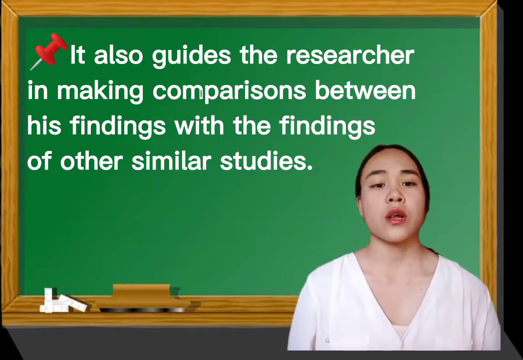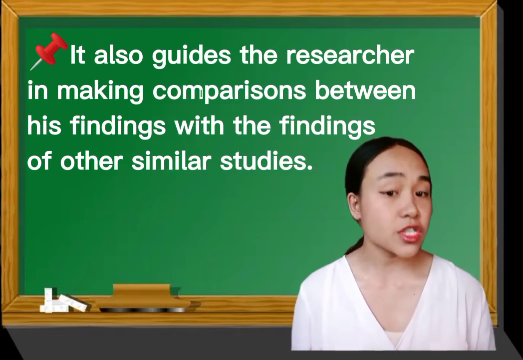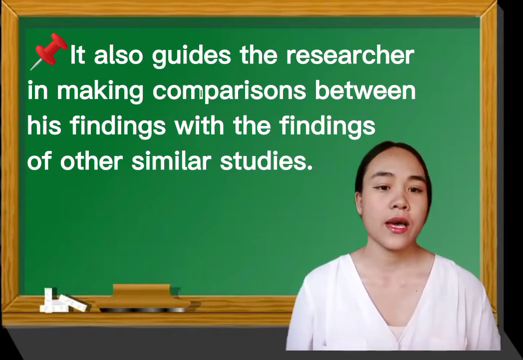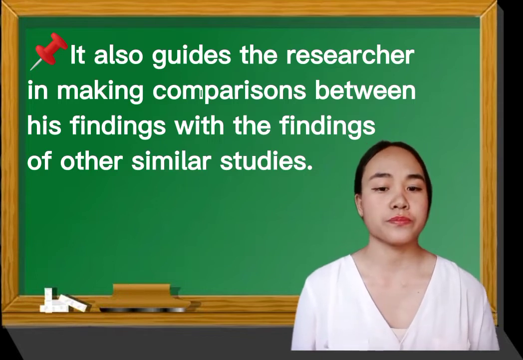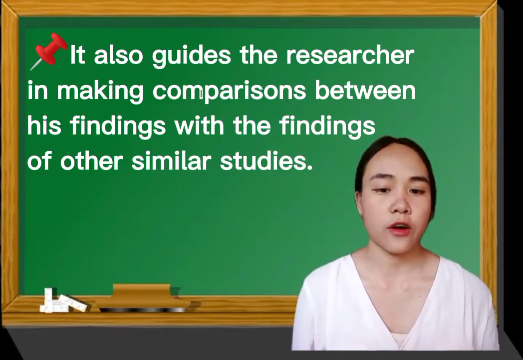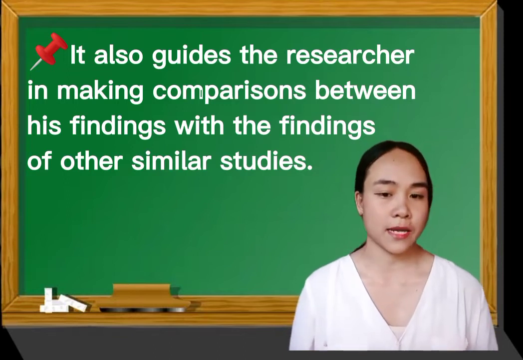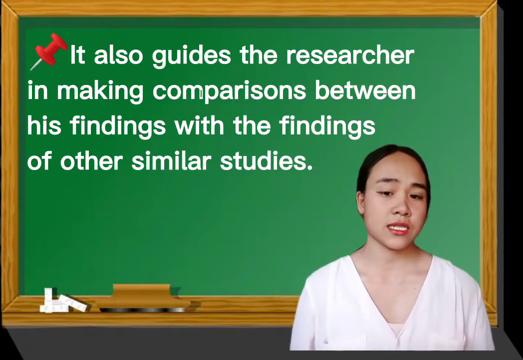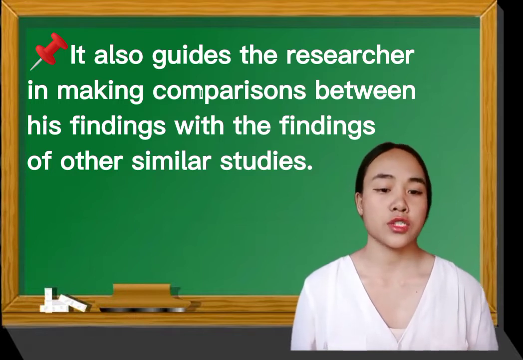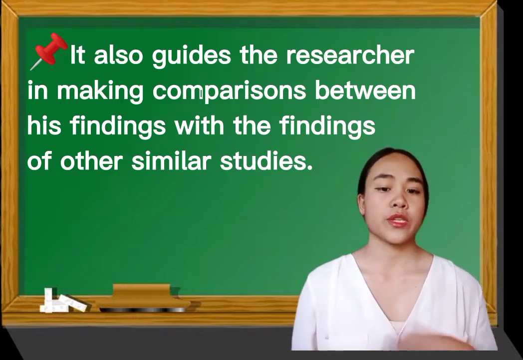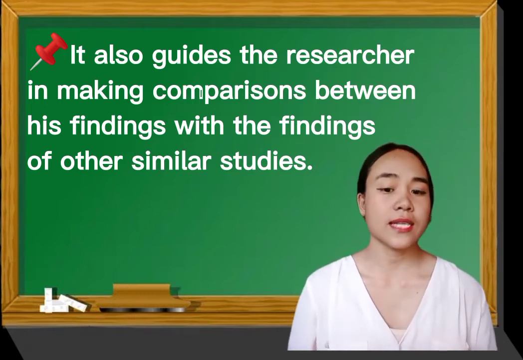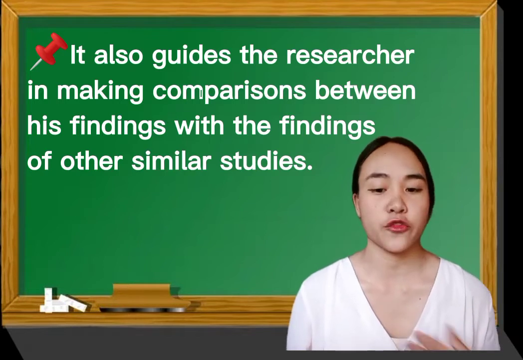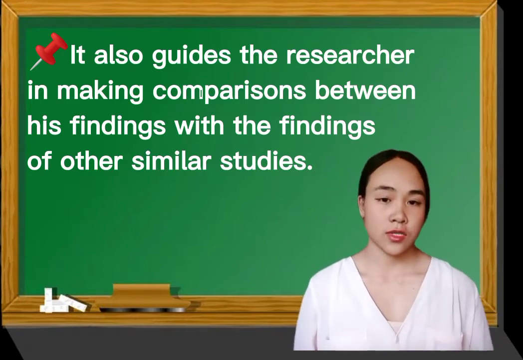As we all know, there are a lot of research studies about particular topics. For instance, when we are talking about the effects of bullying, there are a lot of research studies about this. There are possibilities that, of course, there will be contradicting results. So by doing a review of related literature and studies, definitely you are able to find those inconsistencies.